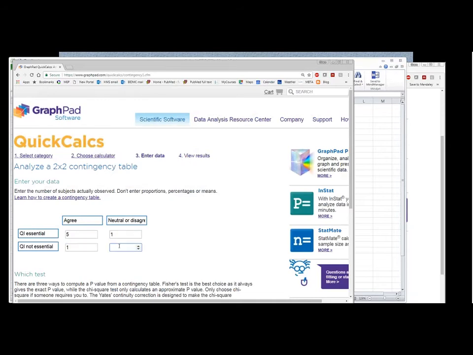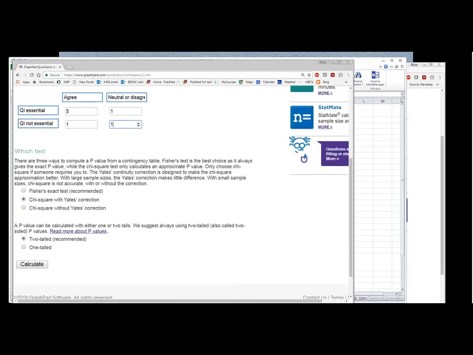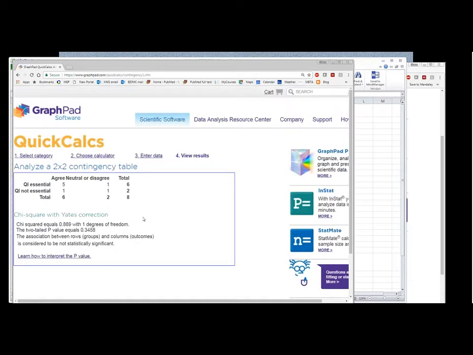I really do hope I have the right numbers in here because I did not have some time to think about it. I always do a two-tailed test. That means I'm interested in either direction for it, and then I hit calculate. This gives me a chi-squared p-value of 0.3458.